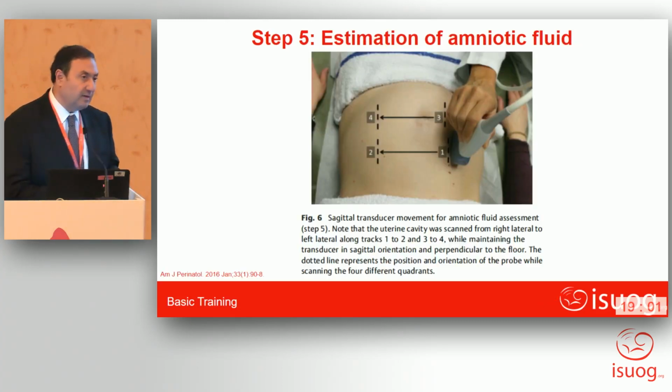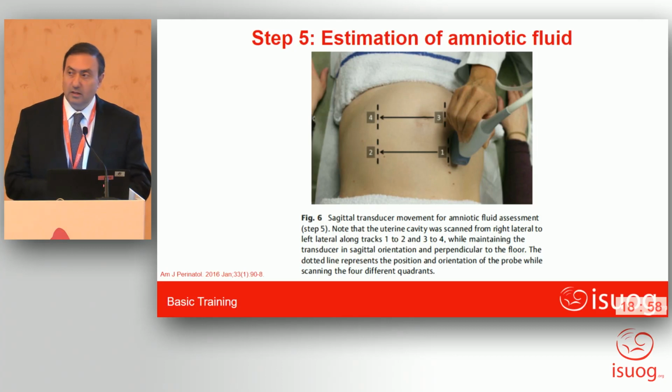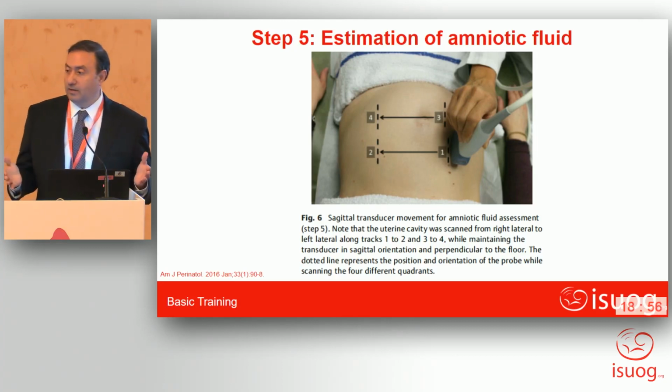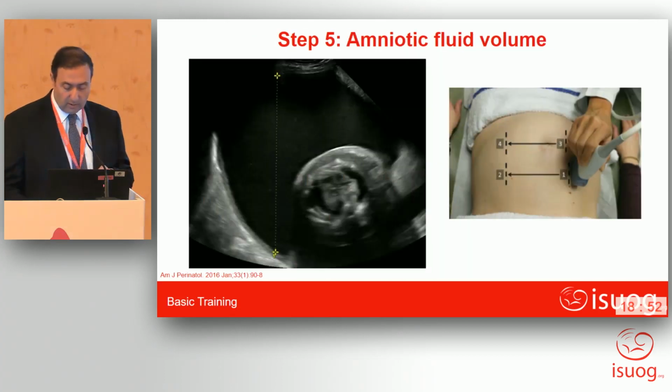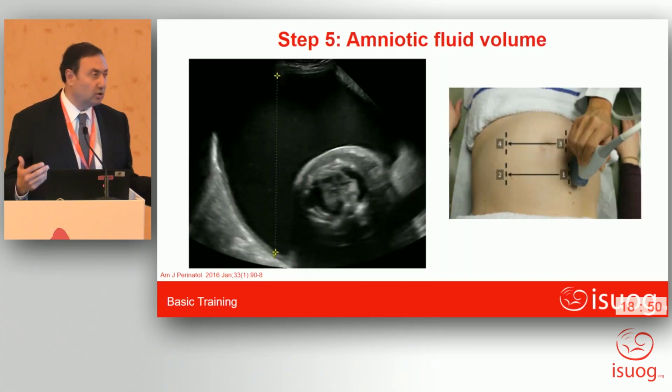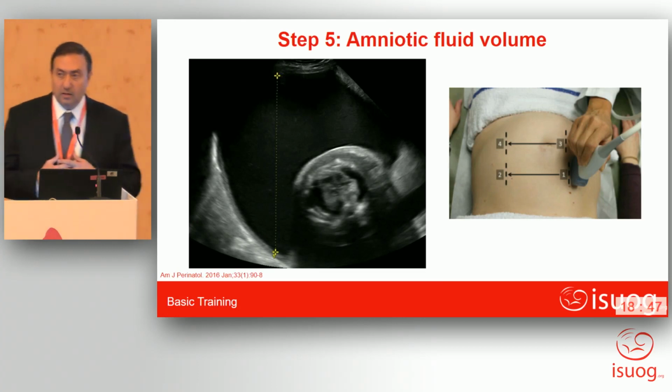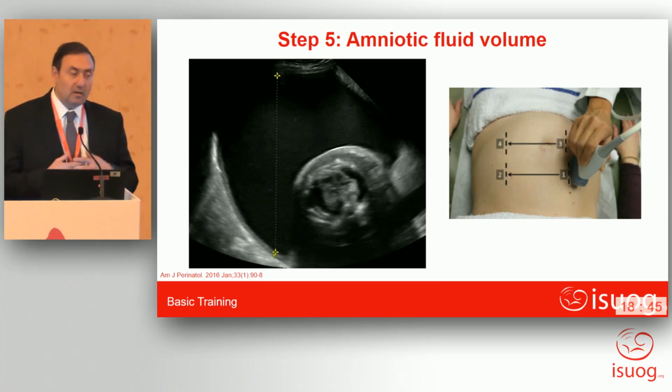The 5th step is estimation of amniotic fluid. This is the classic amniotic fluid index approach, where you scan the uterus in 4 quadrants and you measure the pockets in the 4 quadrants and you add them.